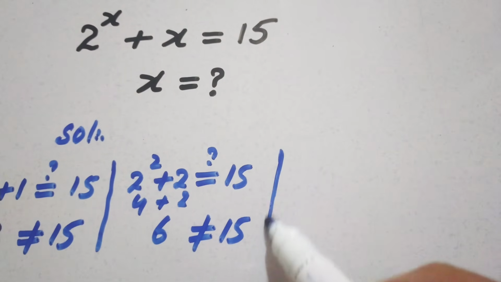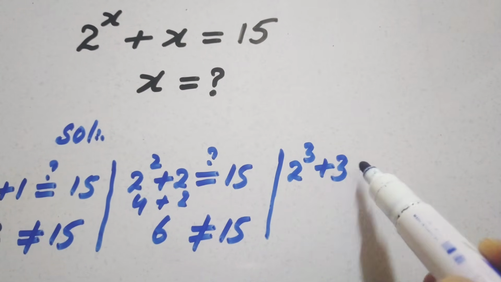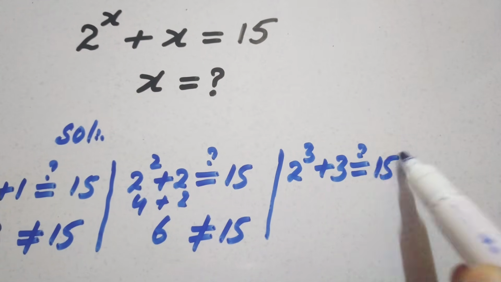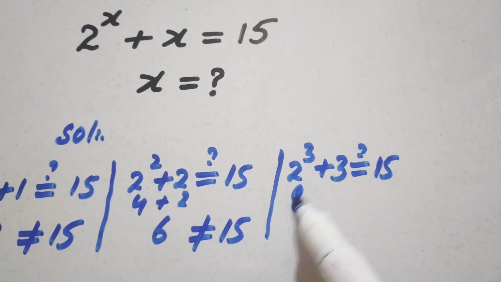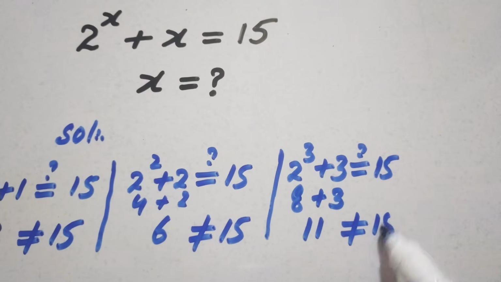Now putting the value of x as 3, this will become 2 cube plus 3, whether it is equal or not equal to 15. 2 cube which is 8, plus 3 gives us 11, which is not equal to 15.